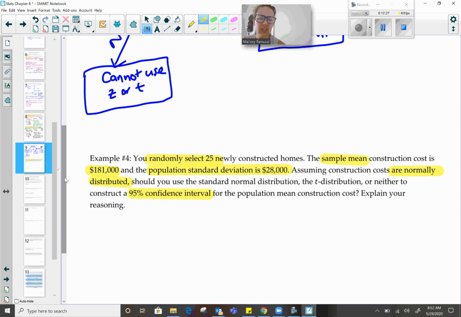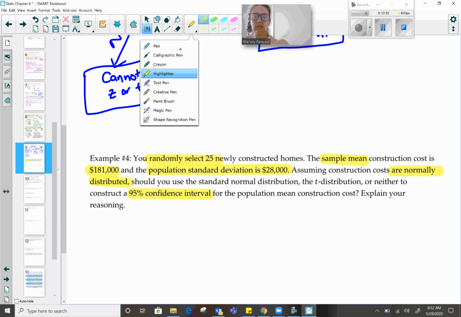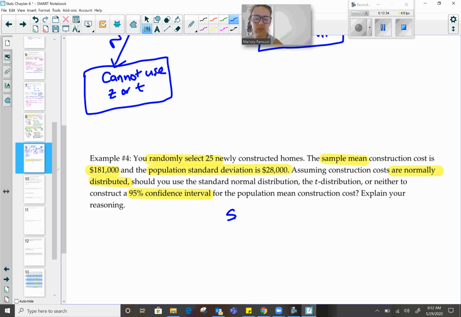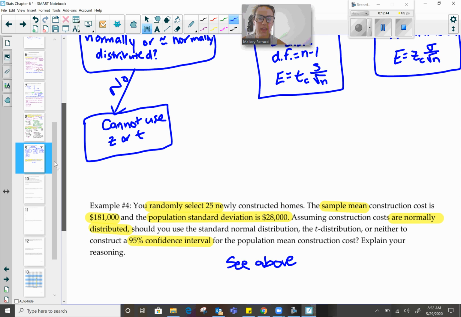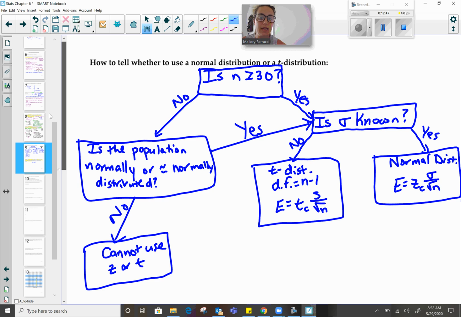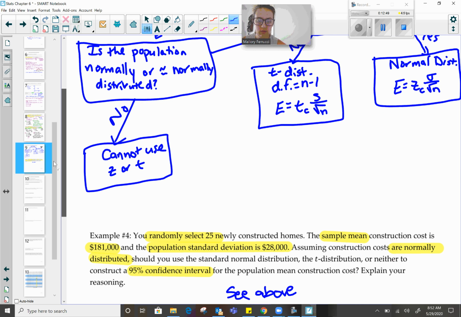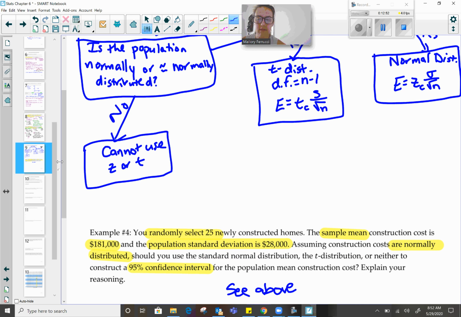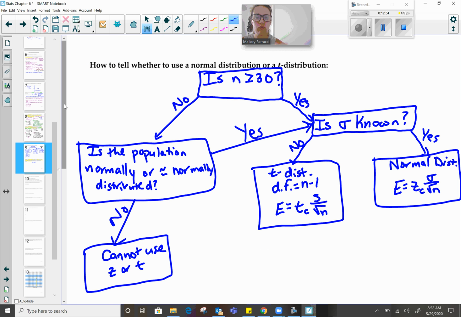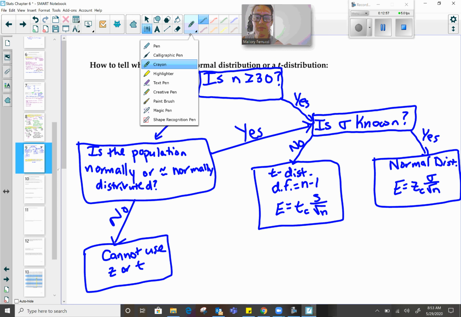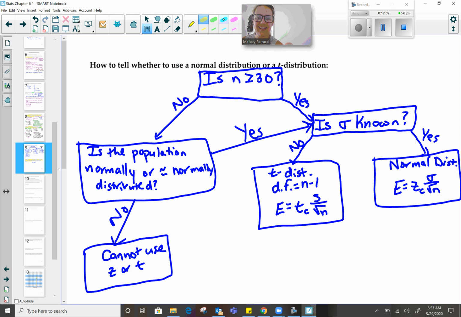Explain your reasoning. Okay, we're not really going to explain our reasoning. I'm just going to go up here and say C above. And I'm actually going to go through and ask myself the questions so that you can see where it ends up. So is n bigger than or equal to 30? Nope, it's 25. So we're going to have to go to the no.